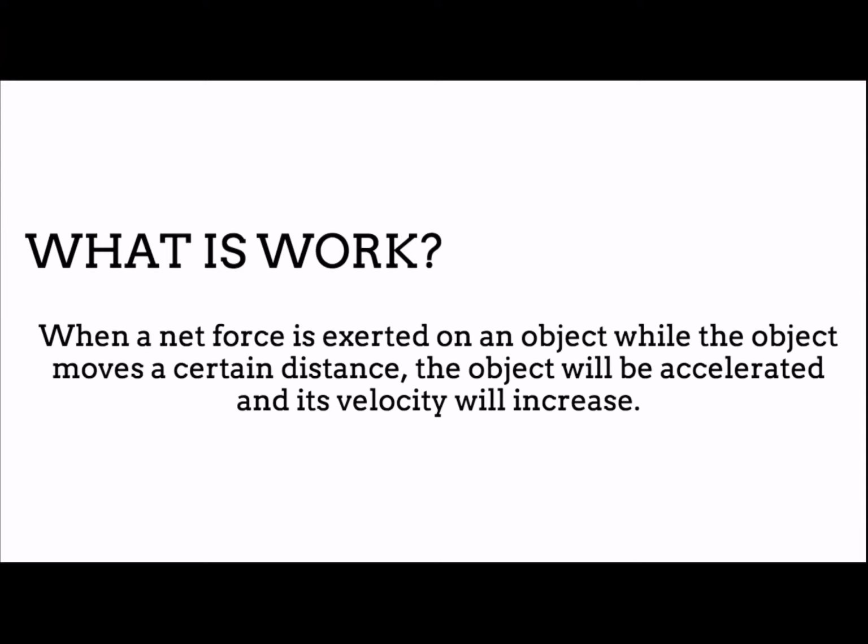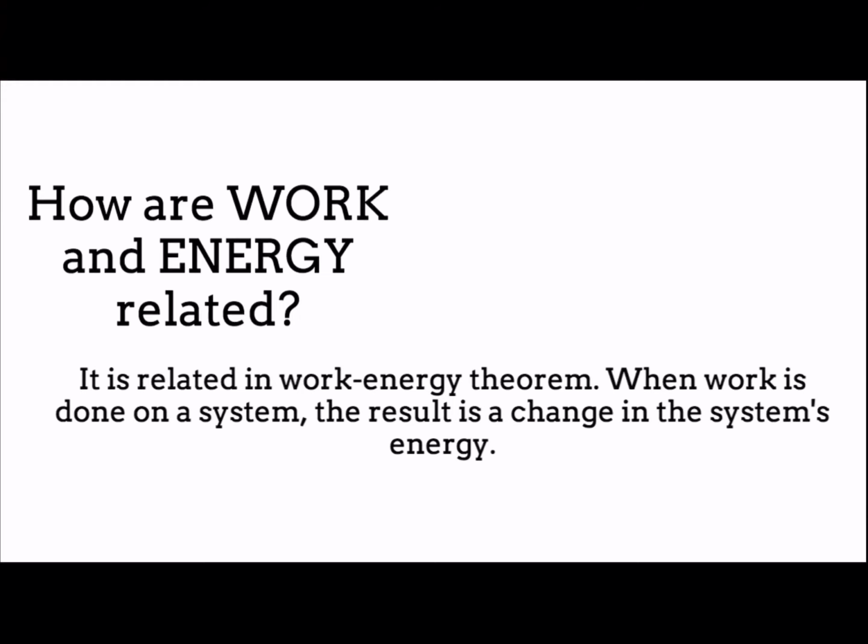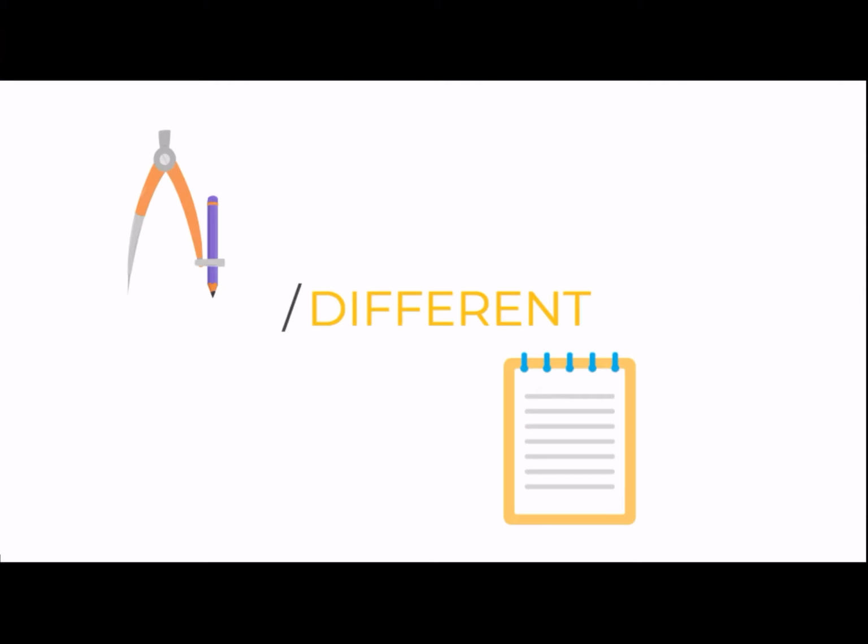And the essential questions: what is work? It is when a net force is exerted on an object while the object moves a certain distance. The object will be accelerated and its velocity will increase. And what is energy? This property is the ability of an object to produce a change. And how are work and energy related? It is related in the work-energy theorem. When work is done on the system, the result is a change in the system's energy.